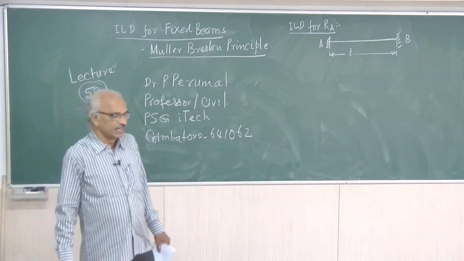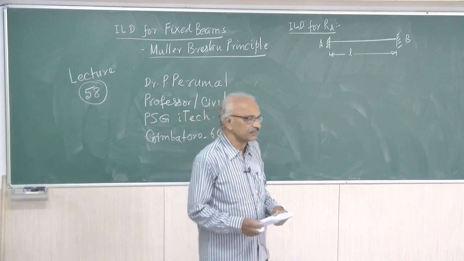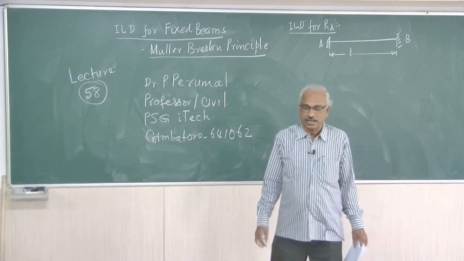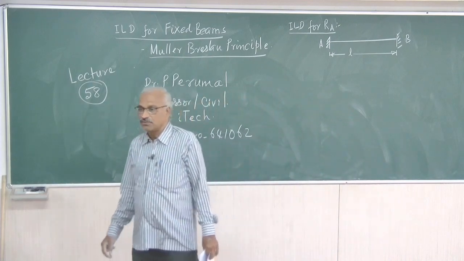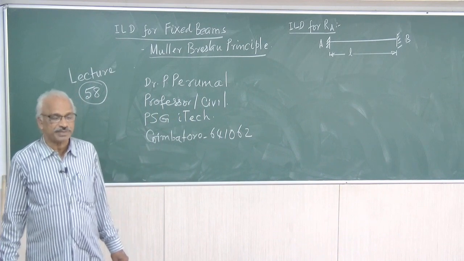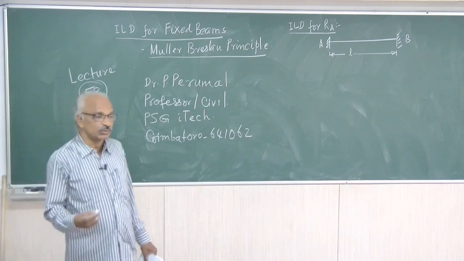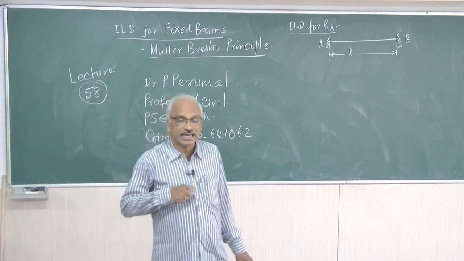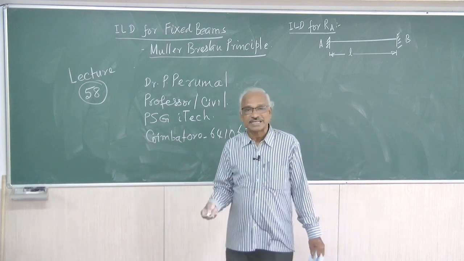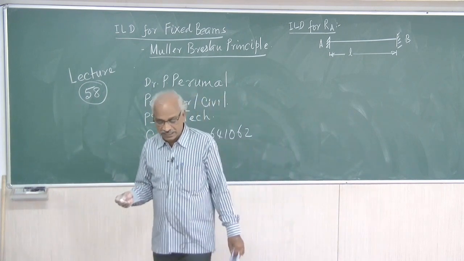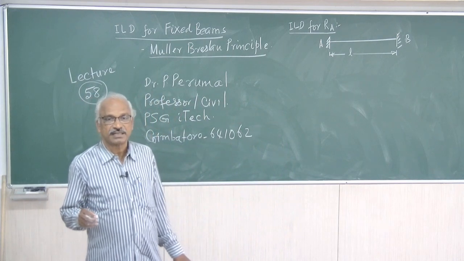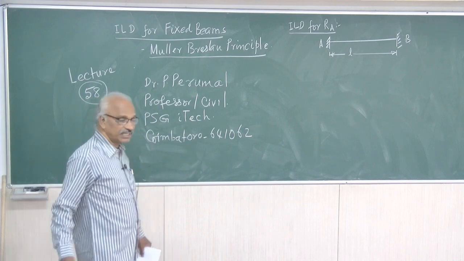Now already we have taken a few lectures on the Muller-Breslau principle and getting the influence line diagram for propped cantilevers, continuous beams, etc. Continuous beam, how to get the influence line for reaction, how to get the influence line for bending moment at a section, the shear force at a section. All these things we have discussed in lecture number 53 to 57, if I am correct. Now this is lecture number 58.